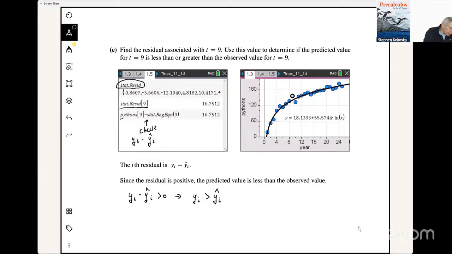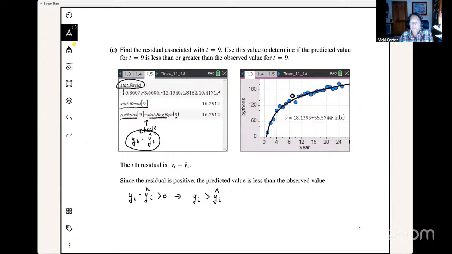Now, just to double check that, because I couldn't see it in the list above, this was my list containing the number of pythons. So I took the 9th value in that list and subtracted off the value of the regression equation at t equal 9. That's actually the formula for the 9th residual: y_i minus y_i hat, y sub 9 minus y sub 9 hat. If we do have students on here, most of you have probably heard actual minus predicted, which is exactly what Steve is showing you.